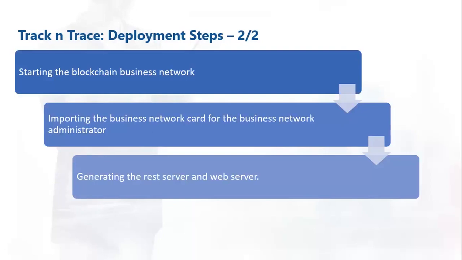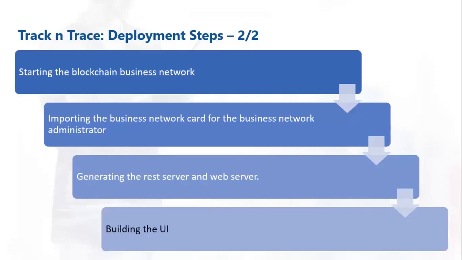The REST server and web server can be deployed using a particular business network card, which can be a card for a specific identity of a participant. So we can apply access control rules at the REST server level itself. Now we have the REST server and web server up and running. We can build the UI using the APIs available.